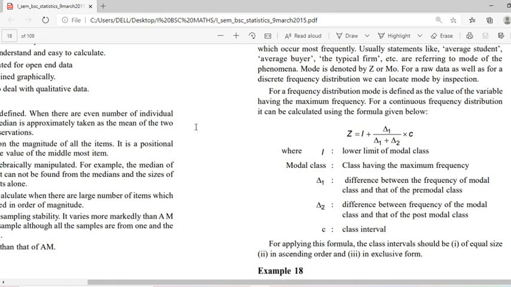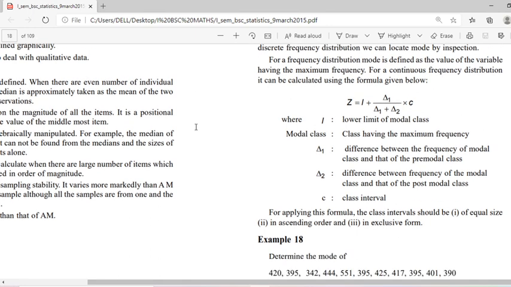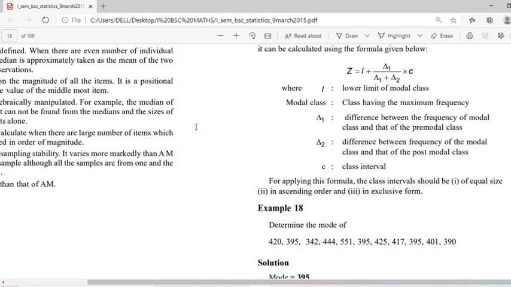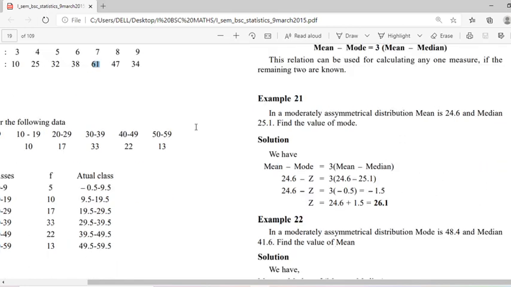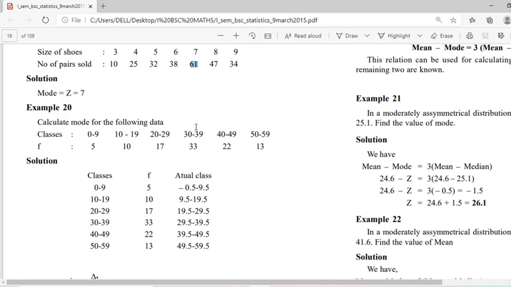So for applying this formula, the class intervals should be of equal size, should be in ascending order, and should be in exclusive form. Those are the basic requirements for applying this formula for class frequency data. Now we look at the example. The classes are 0 to 9, 10 to 19, 20 to 29, 30 to 39, 40 to 49, 50 to 59, and the frequencies are given.